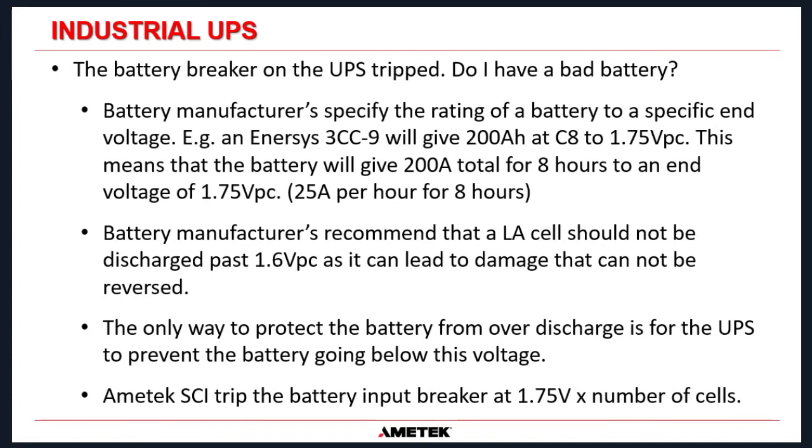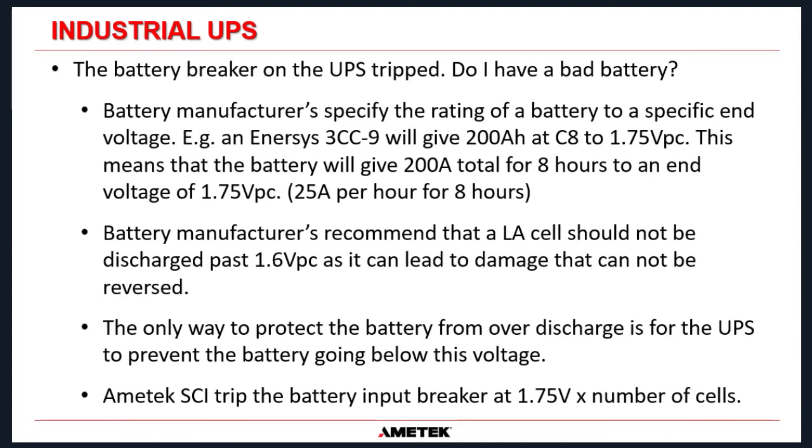And what that actually means is that the battery will give you 200 amps total for an 8-hour period. And there at the end of that 8-hour period, the voltage of each cell should be 1.75 volts per cell. And if you calculate that out, what it's saying is it will give you 25 amps per hour for 8 hours.